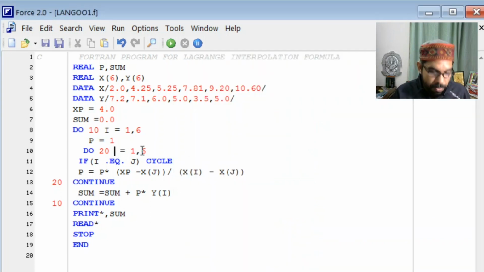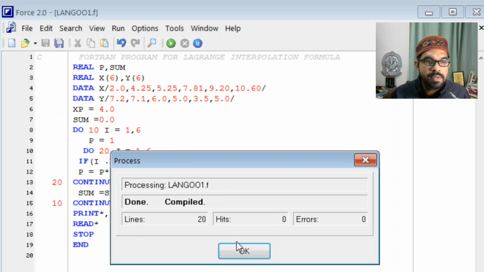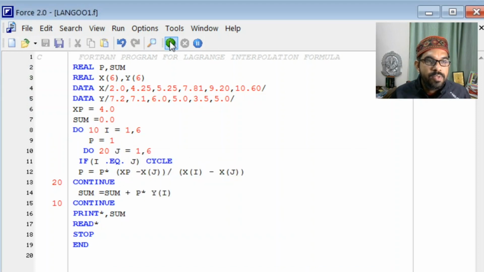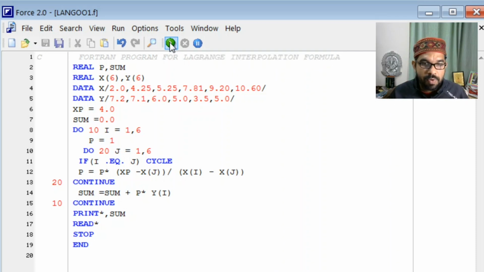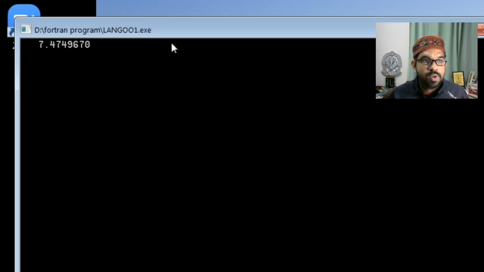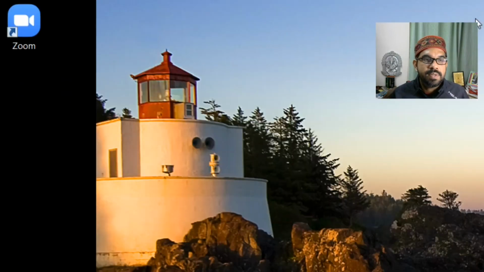So here actually we have to write j. Now let me save this again. Now let us compile this. So it was compiled. So let me run. Here I have taken this question from a numerical. The answer should be 7 point something. Let us see how much answer we get. So we get the same answer, 7.474967, which is the desired answer.